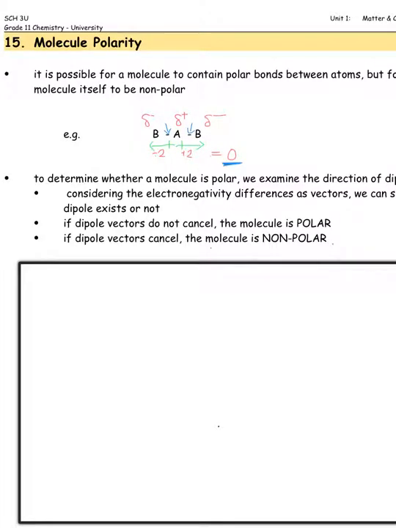So let's describe that even further. We're going to consider the electronegativity differences as vectors. We're going to draw them from the positive pole in the direction of the negative pole. And we're going to see if those dipole vectors, when we add them up, cancel. If they don't cancel, then we say that the molecule has an overall dipole and that it is a polar molecule. However, if the vectors do cancel, like in the above example, we would say that the molecule has no net dipole and it is therefore considered to be nonpolar.